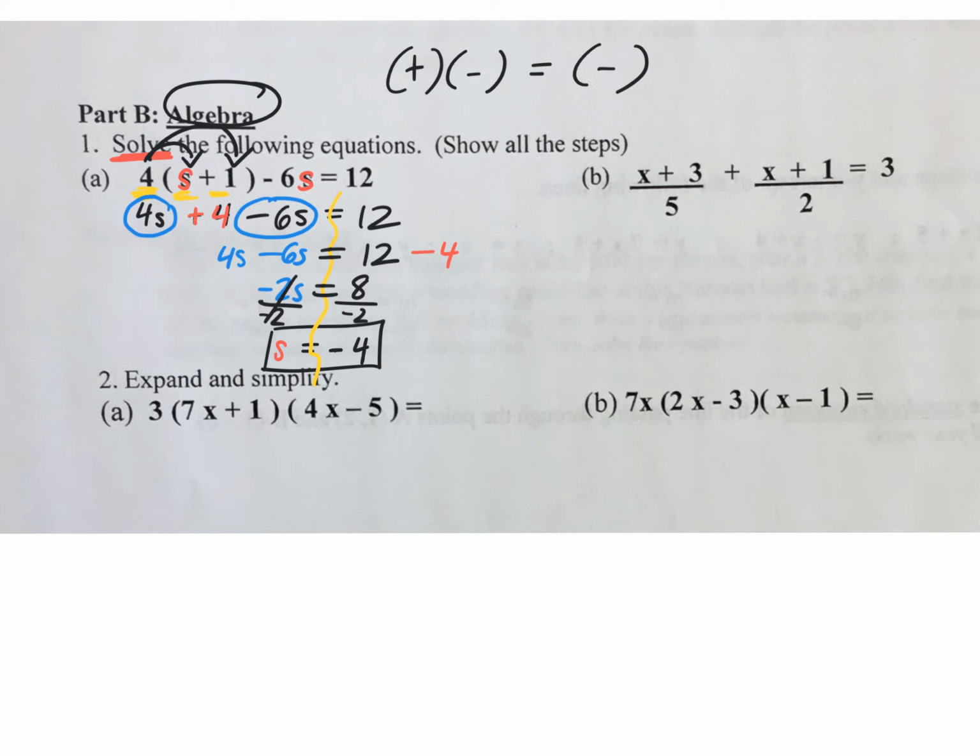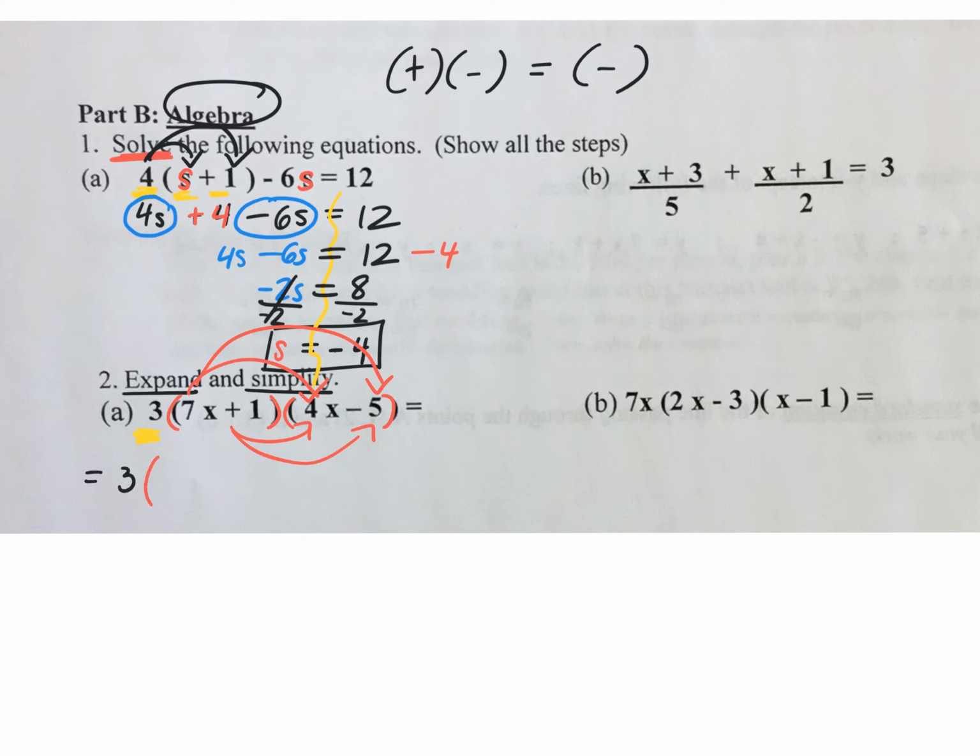Okay, if you have a question like this, expand and simplify. Well, we have the two brackets here, 7x plus 1 times 4x minus 5. Before you take that 3 and distribute it, you have to multiply these. You have to FOIL. Then at the end, you distribute the 3. So I want everyone to do the first part. So we're going to keep it as just the 3 in front.